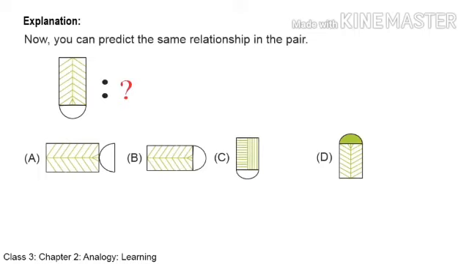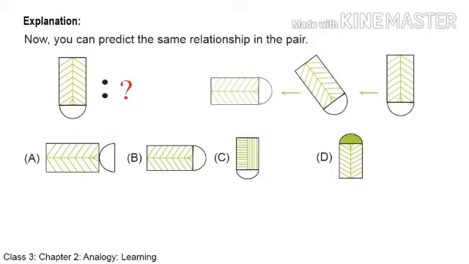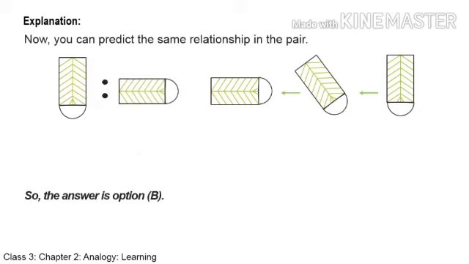Now look at pair 2. Can you predict the same relationship in this pair? Yes. The given figure is horizontal and we need to find the missing pair which is vertical in shape without any change in the shape, size and number. So according to the requirement, option B is the correct answer.